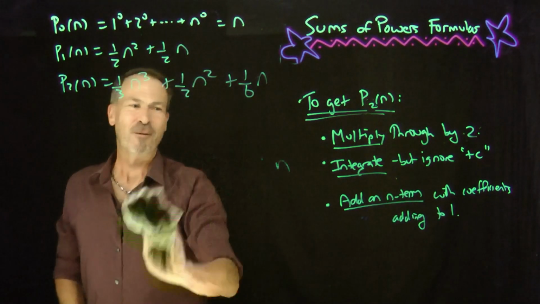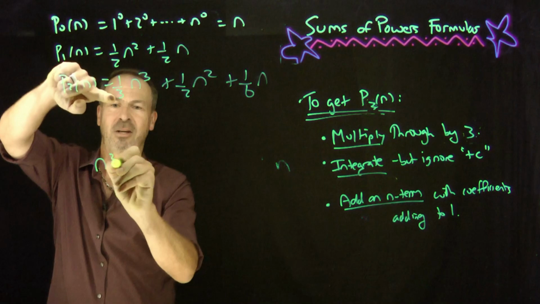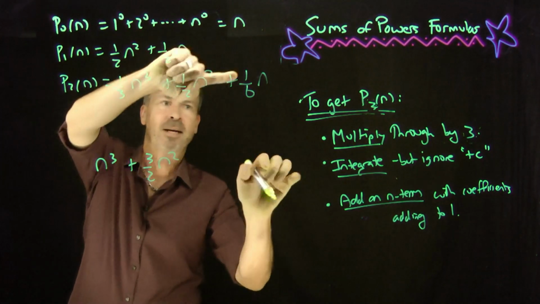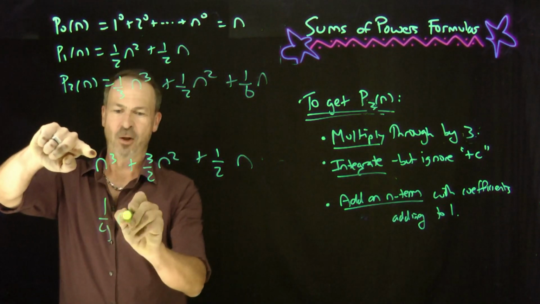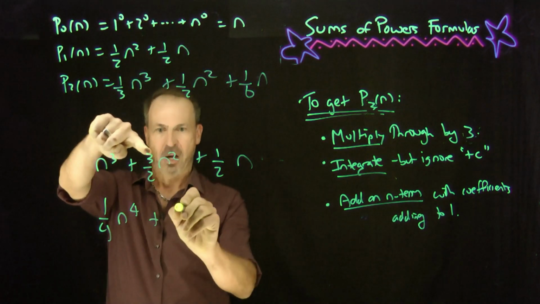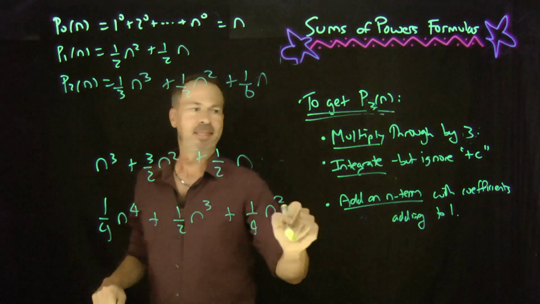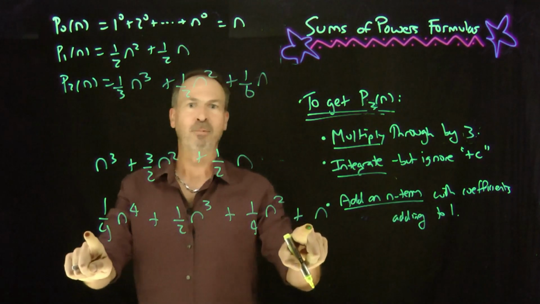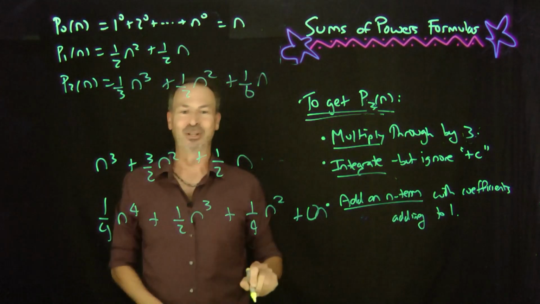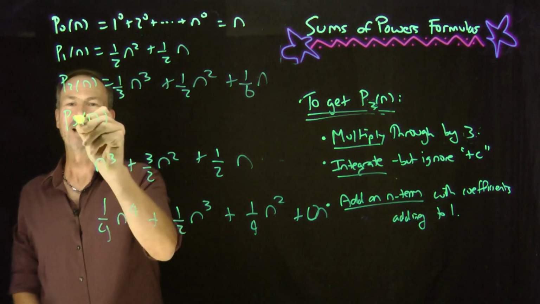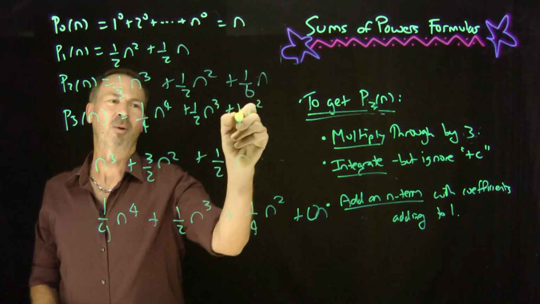Let's do it one more time. To go from P2 of n to P3 of n, multiply through by 3. Multiplying through by 3 gives me n cubed plus 3/2 n squared plus 3/6, which is 1/2, of n. Integrate with respect to n. 1/4 of n to the 4th plus 1/2 of n cubed plus 1/4 of n squared. I think I'm right there. And then add an n term, so the coefficients add up to 1. A quarter plus 1/2 plus 1/4 is already 1. I don't need 1. 0 n's will do. And bingo, P3 of n must have been, and in fact really was, 1/4 n to the 4th plus 1/2 n cubed plus 1/4 n squared plus 0 n's.